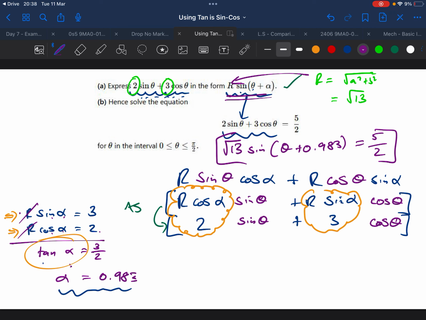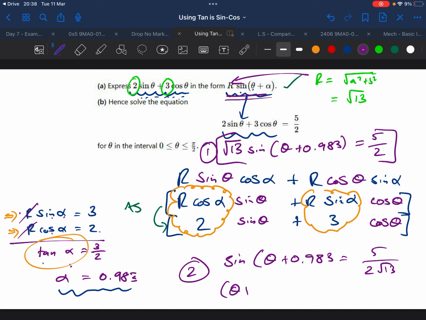So solving this one here, how would we do that? Let's say step 1, step 2. What we would do is divide by root 13, giving 5 over 2 root 13. We would do our inverse cos, so theta plus 0.983 equals, we get our values from this. And then finally, at the end, we would just subtract that from each of our values.